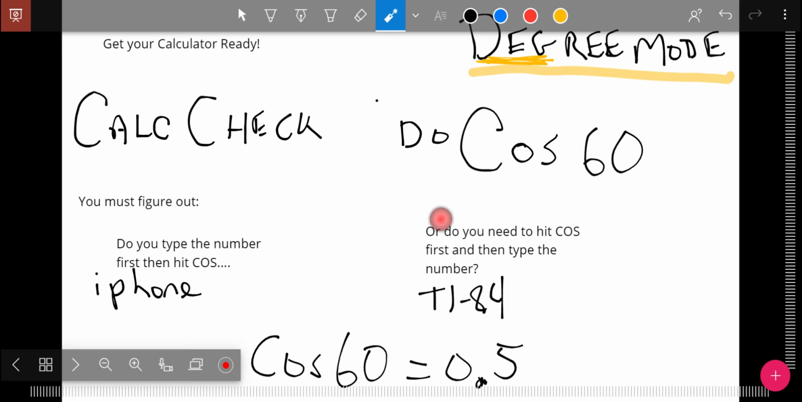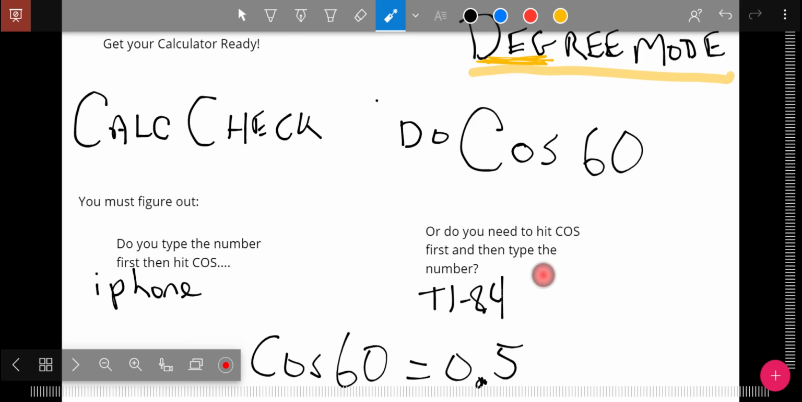Now, if you have a good, nice calculator, like a graphing calculator from school, you'll be able to type in cosine first, then hit the number 60, and then hit enter or equals. If you're using a little bit less fun calculator, like the iPhone calculator, there you're going to have to type in 60 first, and then hit cosine. And again, you should get 0.5. If you got like negative 0.95 or something like that, your calculator is in radians. It's in the wrong mode, right?